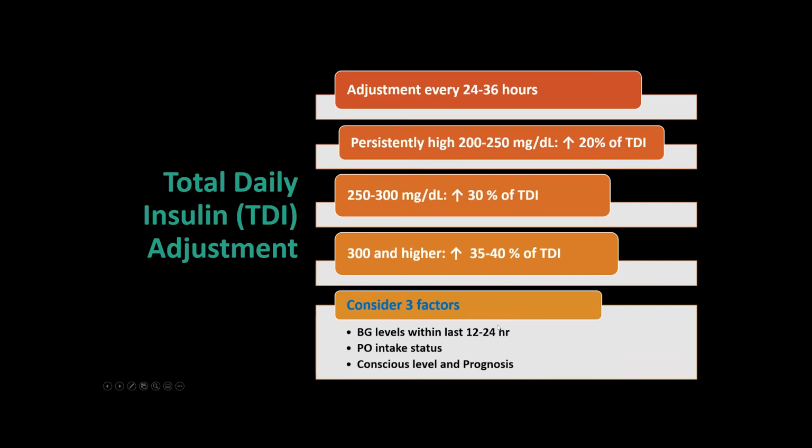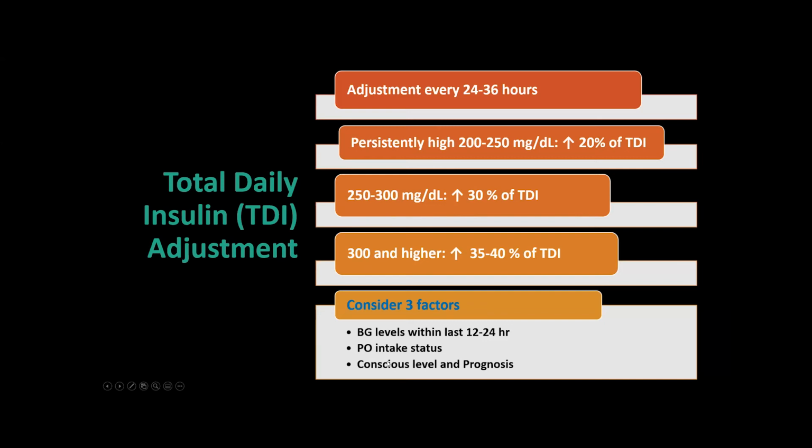So this is how we adjust the daily insulin requirement. You adjust every 24 to 36 hours. If the sugar is persistently high, 200 to 250, increase the daily insulin by 20%. If the sugar is somewhere around 250 to 300, increase by 30%, not units, 30%. And for 300 and higher, you can increase up to 40% of the daily insulin. You take the dose from yesterday and add the percentage to it.